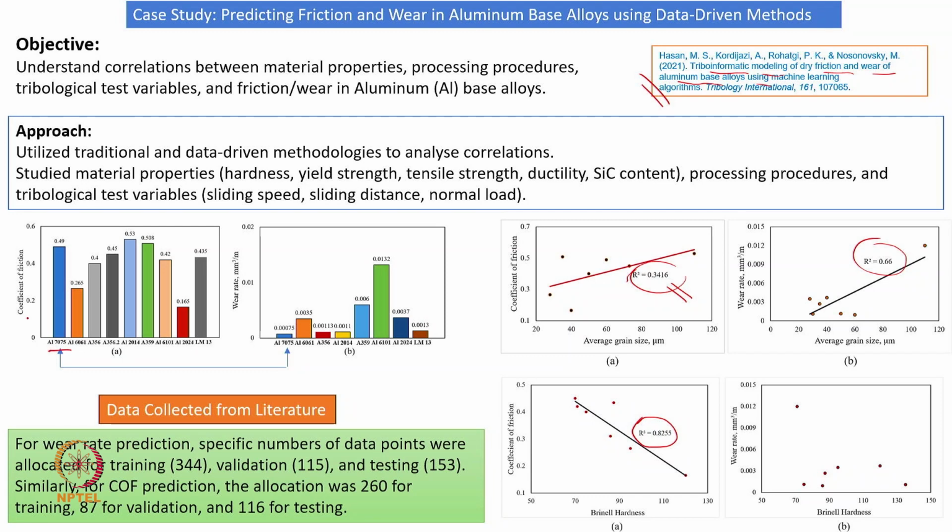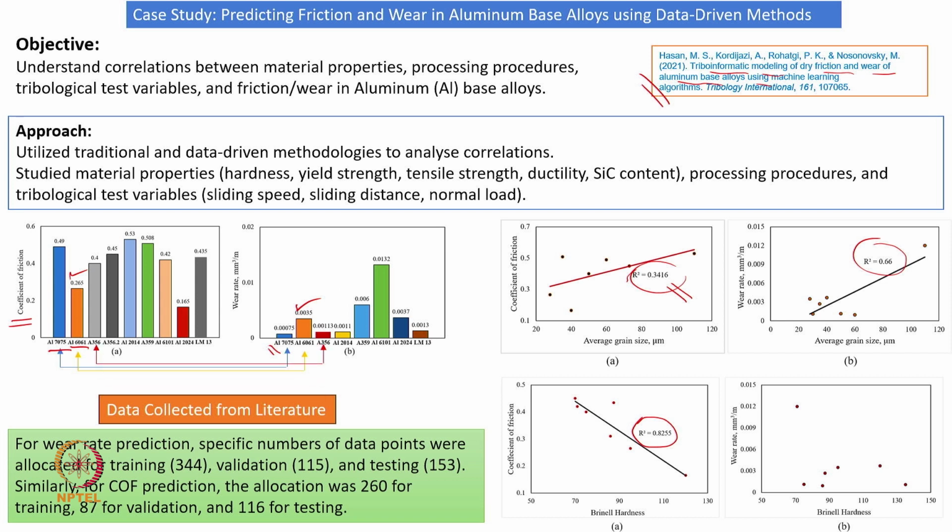7075, that's a coefficient of friction. It gives a 0.49 coefficient of friction, but it gives a very low wear rate. So one material, very bad in friction but very good in wear. Now coming to the second one, here you can see aluminum 6061. Here the coefficient of friction is 0.265, but wear rate has increased. So which material should be selected?